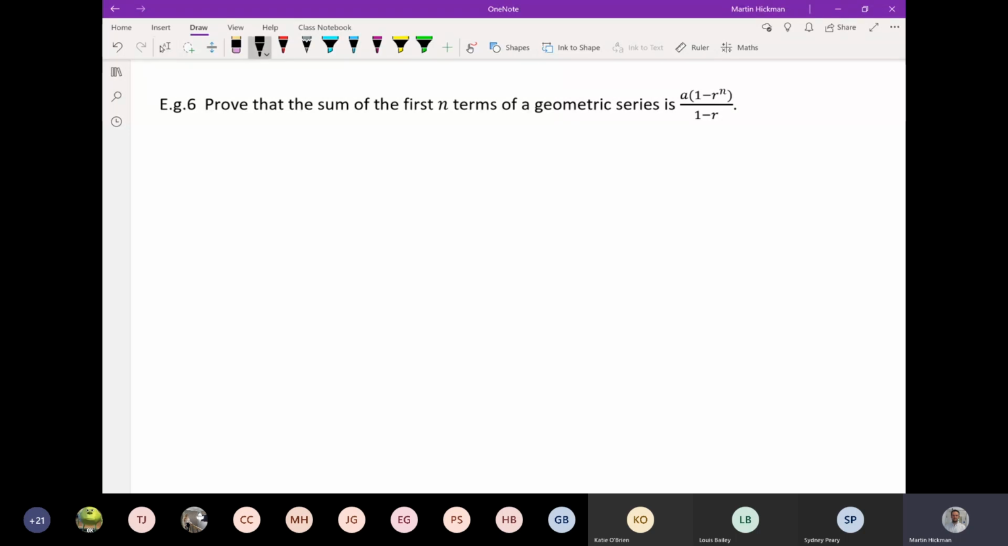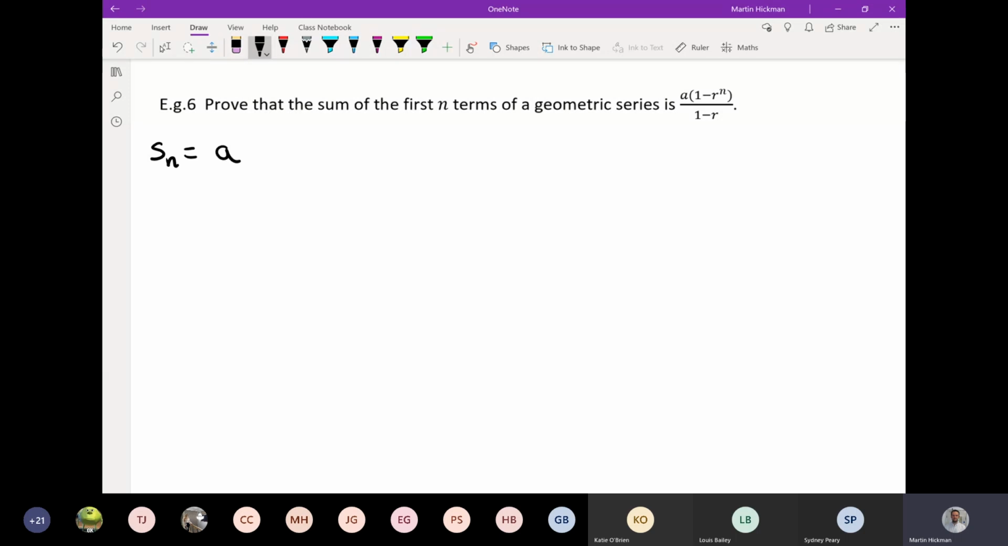Now, yet again, a bit like when we proved the arithmetic series, the proof's not really hard once I show you what you have to do. It's just having that intuition to think of that first step. So like I said with the arithmetic series, don't learn this line by line, just learn the key step here. So the first thing I do is I'm going to write out the sum of the geometric series.